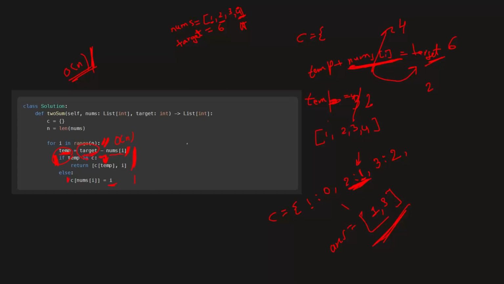This approach will take order of n time complexity because we are only traversing the array once, and since we are using a dictionary to store all the elements along with the index, the space complexity will become order of n. So this is a more optimized solution as compared to the previous order of n square, and this will pass all the test cases without any issues. So yeah, thanks for watching.